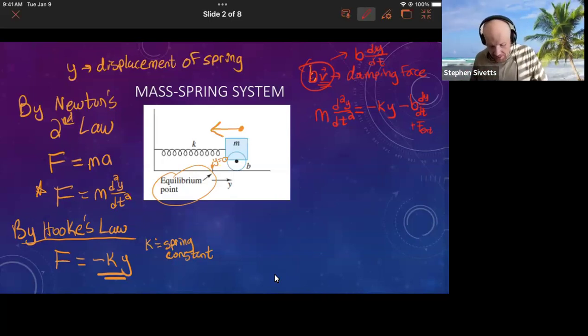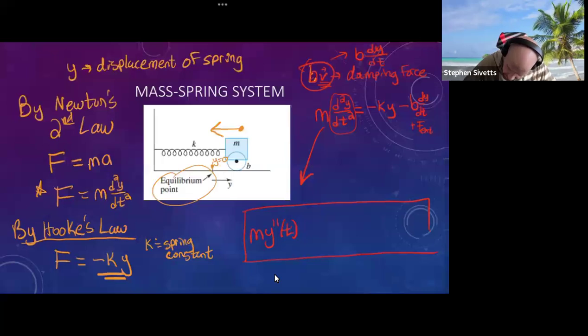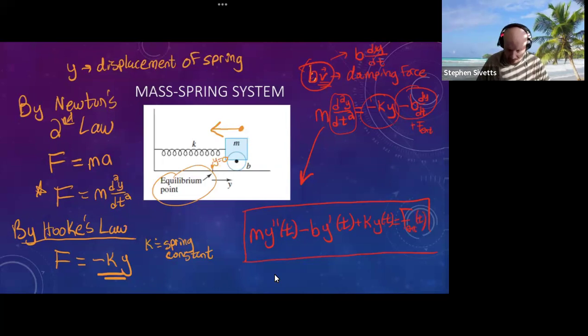We can actually formulate the differential equation like this. We'll have m times y double prime of t, plus b times y prime of t, plus k times y of t, and this equals some external force function, capital F. So this right here is the second order linear differential equation with constant coefficients. m, b, and k are constants.